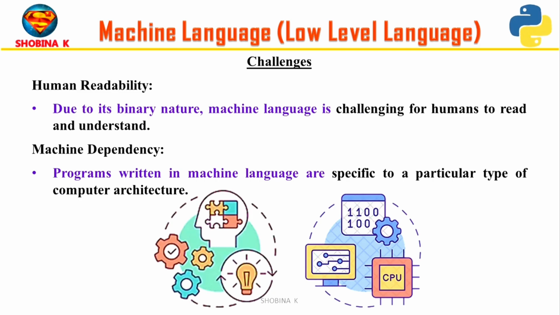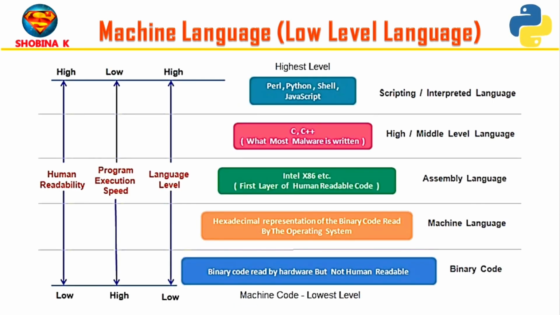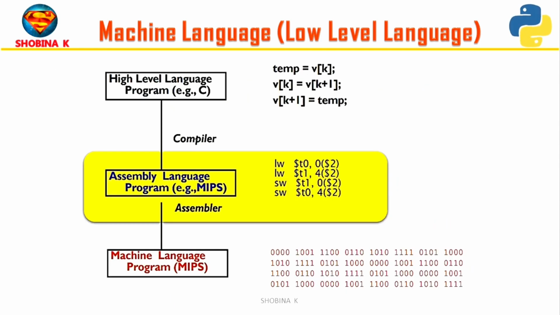Now let's see the difficulties or obstacles associated with the use and understanding of machine language. The first challenge is human readability. Due to its binary nature, machine language is challenging for humans to read and understand. And next we have machine dependency. Programs written in machine language are specific to a particular type of computer architecture. Apart from complexities, machine language serves as a foundation upon which the higher level languages are built. It unveils the language of the machine, allowing programmers to communicate at the deepest level of computation.